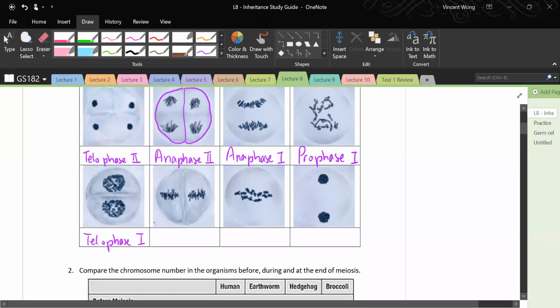You can see all the chromosomes lining up in the middle. So that is metaphase 2. We have all the chromosomes lining up in the middle. That is metaphase 1. Right? The difference between metaphase 1 and 2 is that in metaphase 2, you can see it's 2 separate cells doing the same thing, and here is just one single cell. And finally, this is prophase 2. Okay.